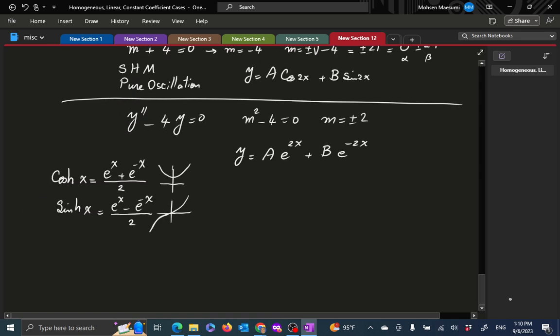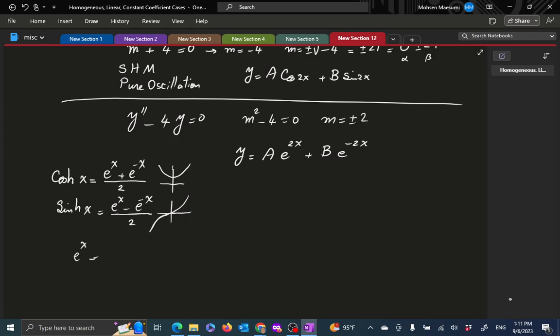You can write exponential of x. If I add these two, exponential of x becomes cosine hyperbolic of x plus sine hyperbolic of x, and exponential of minus x, if I subtract these two, I get cosine hyperbolic of x minus sine hyperbolic of x. What this means is that we can go from the language of exponentials to the language of sine and cosine hyperbolic. You can go back and forth between the two of them.